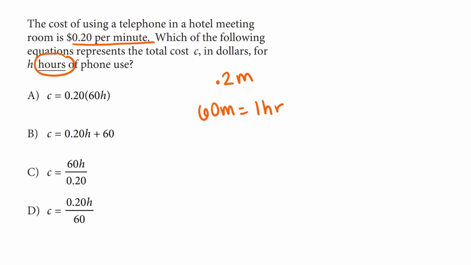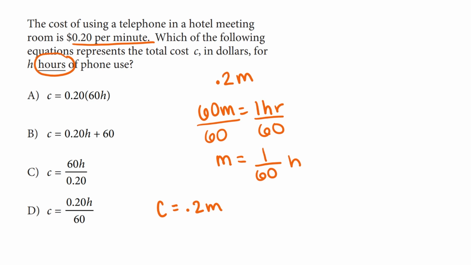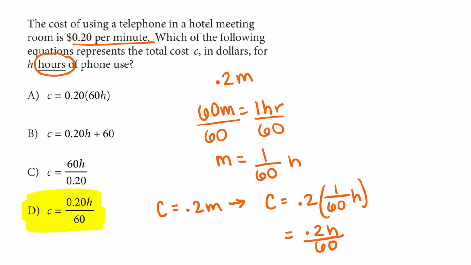So if we solve for m in our expression here, divide both sides by 60, we know that m is equal to 1 over 60 hours. And we know our cost is equal to 0.2 per minute. We want that in terms of hours, so C is going to be equal to 0.2 times what we just solved for our minutes, 1 over 60 hours, or C is equal to 0.2 over 60, which is our letter choice D. So we want to make sure that we convert those minutes to hours like they say, and then solve for that.